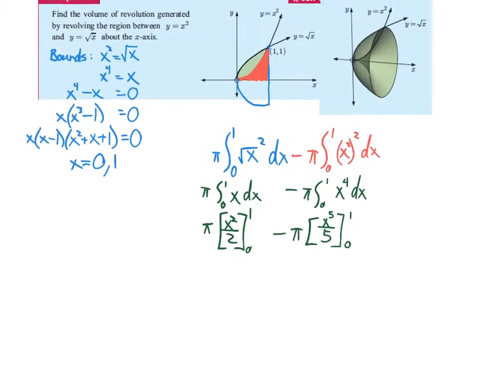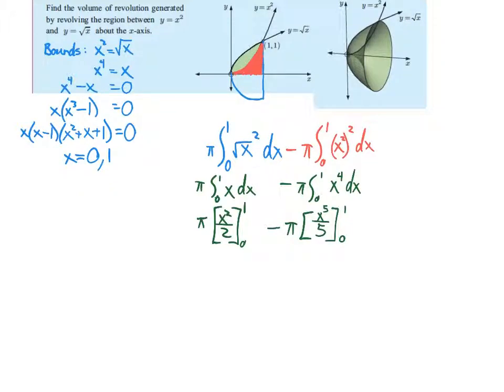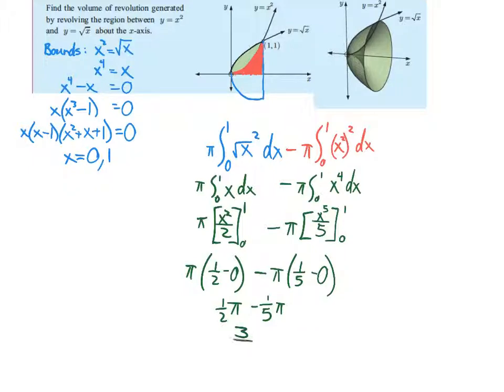So now we evaluate our two integrals with the fundamental theorem of calculus. So I have 1/2 minus 0 minus pi times 1/5 minus 0. So I have 1/2 pi minus 1/5 pi, and that's going to give us 1/5 is 2/10, so 5/10 minus 2/10, that's going to be 3/10 pi. And of course, since this is volume, it would be units cubed.